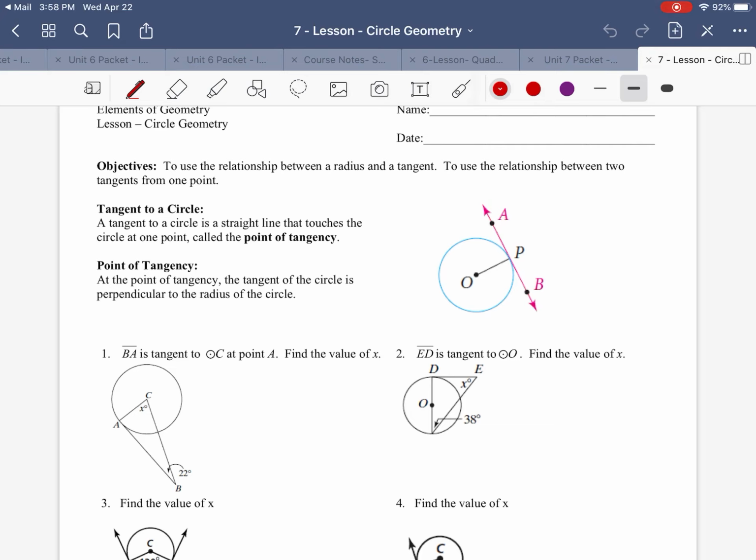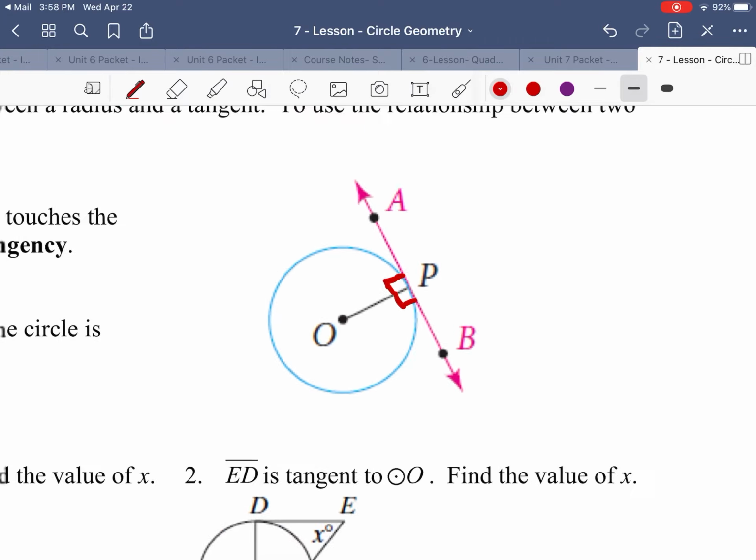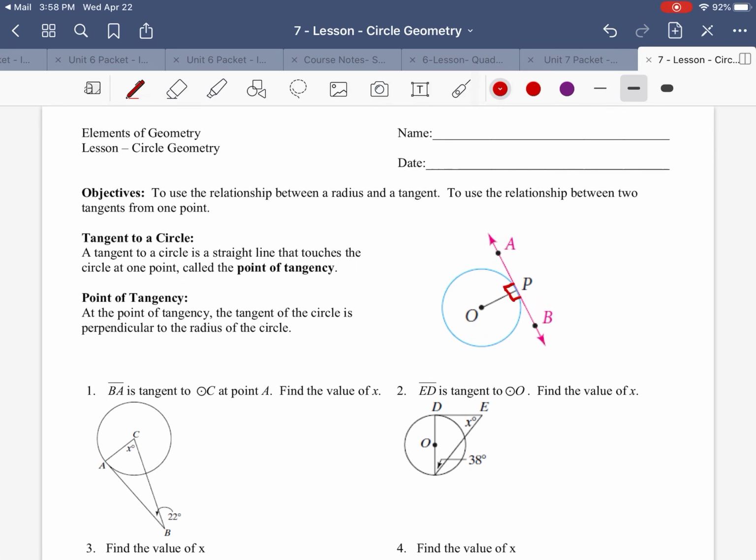All right, so first definition, tangent to a circle. A tangent to a circle is a straight line that touches the circle at one point, and that point is called the point of tangency. At the point of tangency, the tangent of the circle is perpendicular to the radius of the circle. So that's our first little bit of notation here. We have a perpendicular relationship. Whenever you're dealing with perpendiculars, the idea of a right triangle, right angles, those skills that we covered, those could come into play.